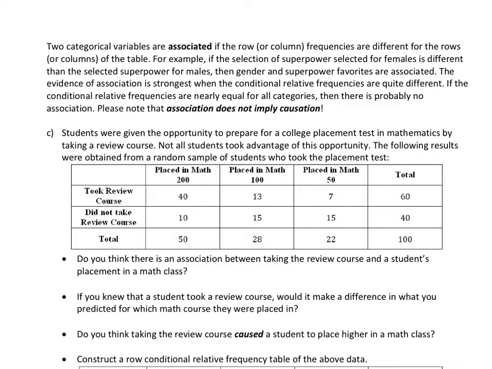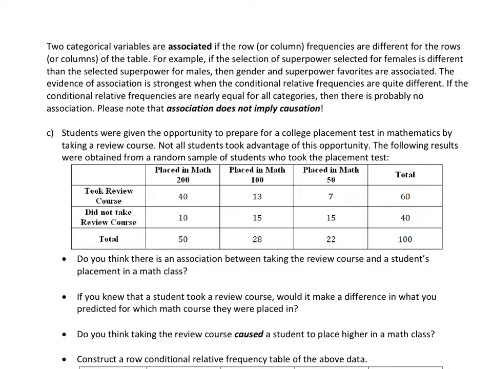Real quick, association versus causation. Causation has to do with cause and effect. Did one of the factors cause the other to happen? Is it a cause and effect situation? Then it would be causation. If it's not, but there's still some sort of association happening, it would be association. So if you're looking at your relative conditional frequencies, and they are pretty equal, then there's no association. However, if they're different, and even drastically different, that would imply an association. Again, it doesn't always mean it's a causation. It doesn't mean one causes the other.